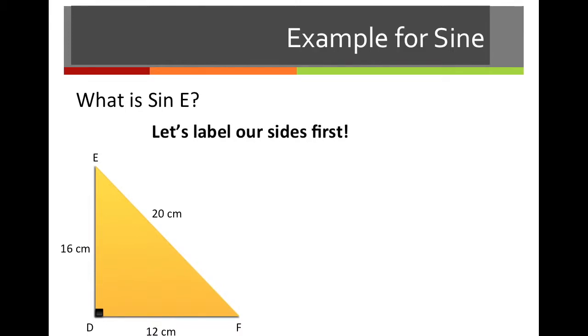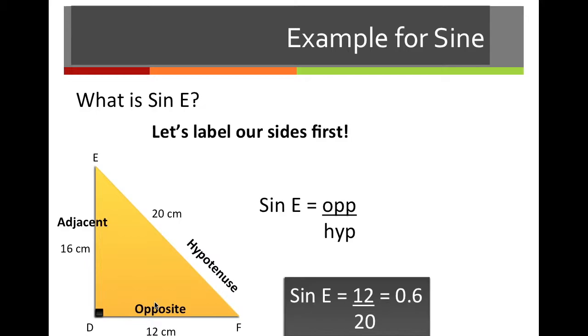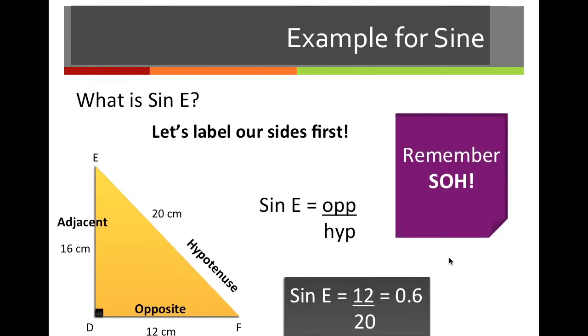The first thing that we should do is label our sides according to angle E. This is the hypotenuse, this is the opposite side from E, and this is the adjacent side from E. If we are calculating the sine of E, we use SAW, so we're going to do opposite over hypotenuse. In our case, the opposite side is 12, and the hypotenuse is 20. So we have just calculated that the sine of E is 12 over 20, which is equal to 0.6.